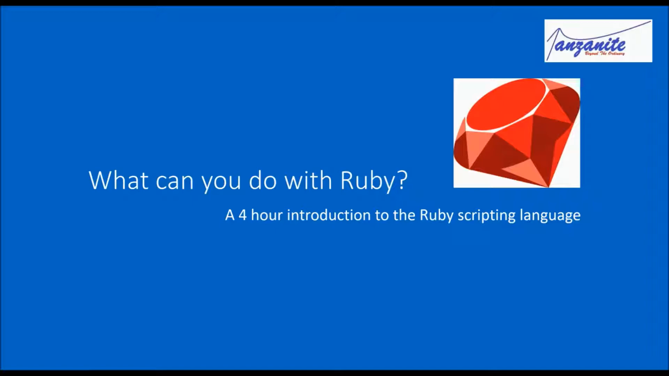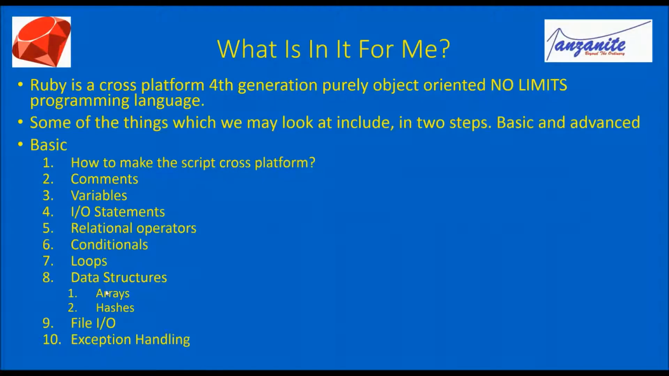Okay, let's go on to understand what we have in today's session. What is it that we can do with Ruby is what we are trying to understand in just about 4 hours. A quick brief as to what we may be looking at. Ruby is a cross-platform 4th generation purely object-oriented, no limits programming language. Some of the things we may look at include, in 2 steps, basic and advanced.